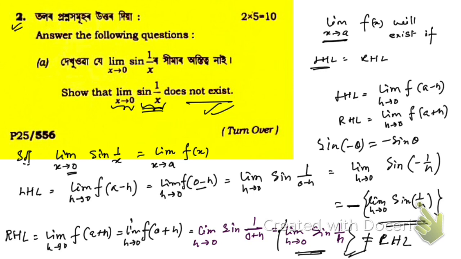So what we should write: since left hand limit is not equal to right hand limit, limit x tends to 0 sine of 1 by x does not exist, right? Hope you have understood this. That's how we can prove.